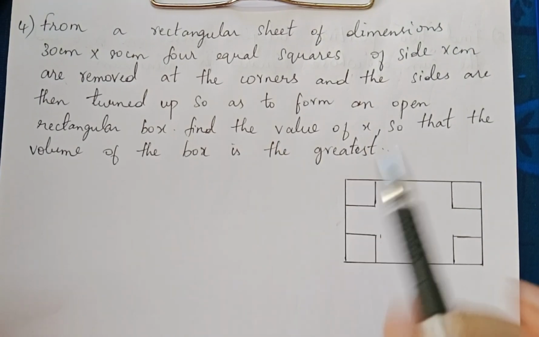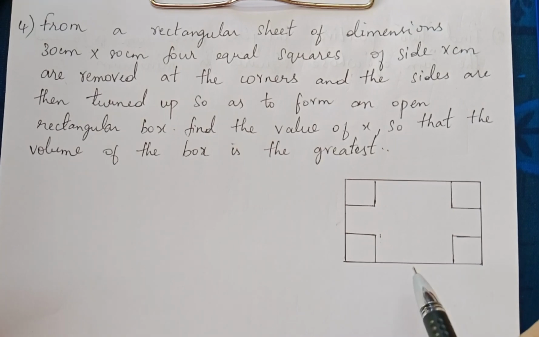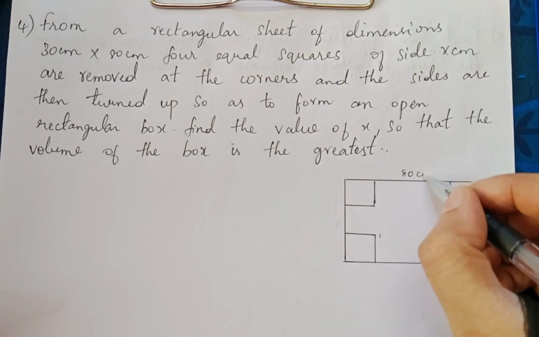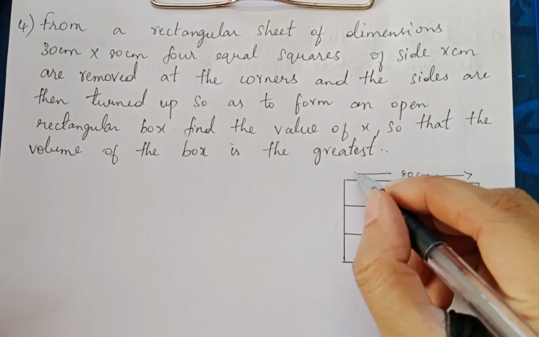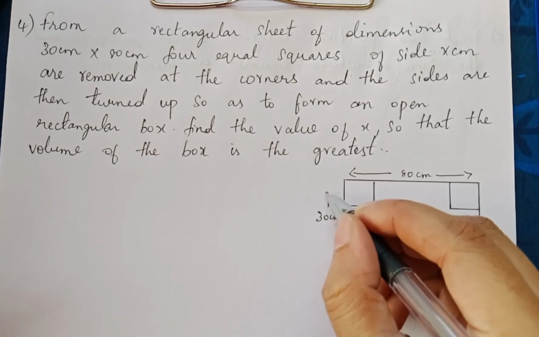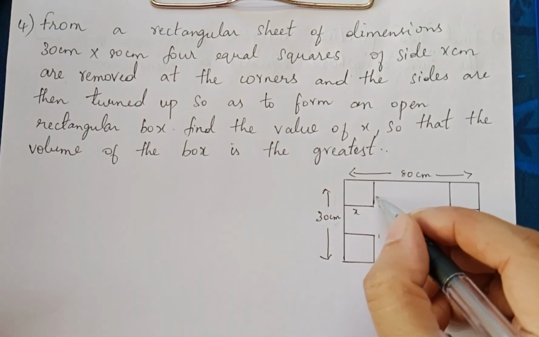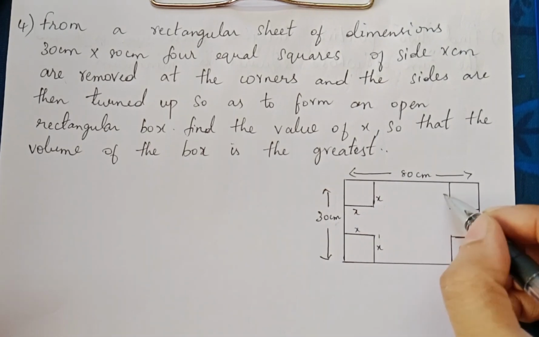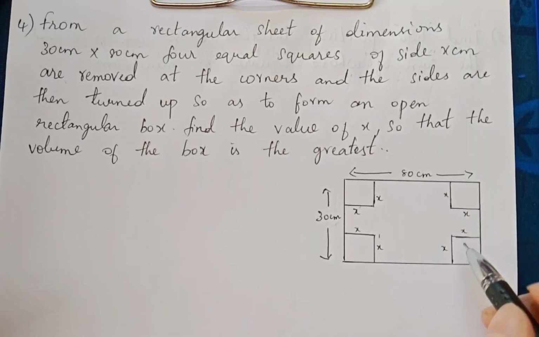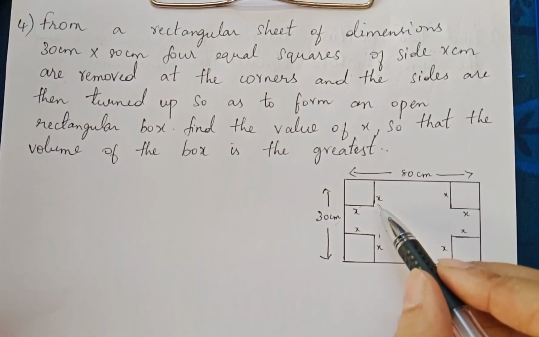So we know that the box will be in the shape of a cuboid. We have the length of the rectangle as 80 centimeters and the breadth, in the question, is given as 30 centimeters. And the side of the square is x centimeters, which has been cut out from each corner of the rectangle. Okay, so now what will happen is the length gets reduced, right?